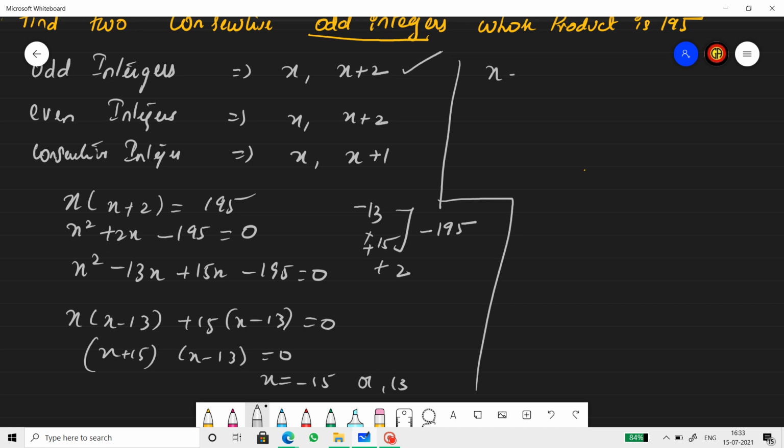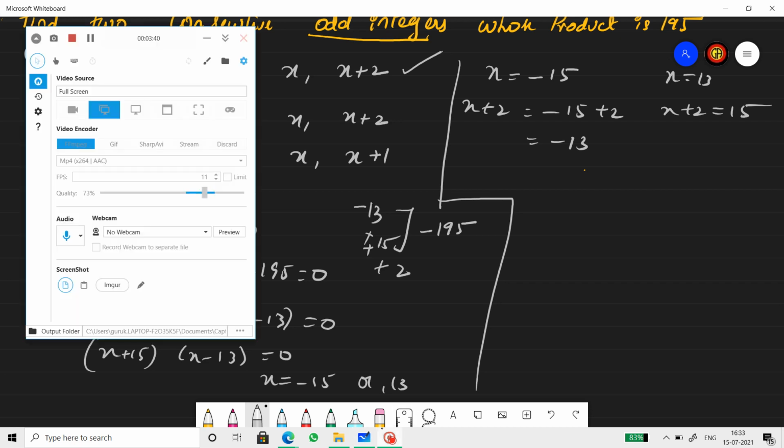So if x is minus 15, the next integer is x plus 2. So that means minus 15 plus 2, minus 13. Or if x is 13, x plus 2 will be 15. So the required integers are either 13, 15 or minus 13, minus 15.